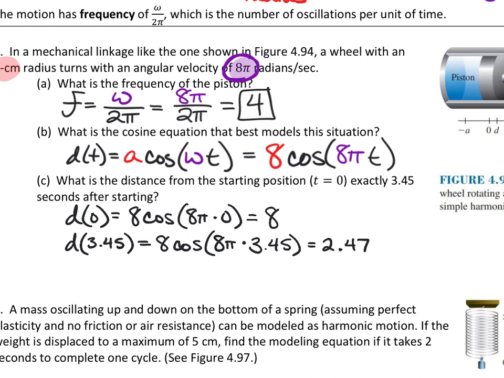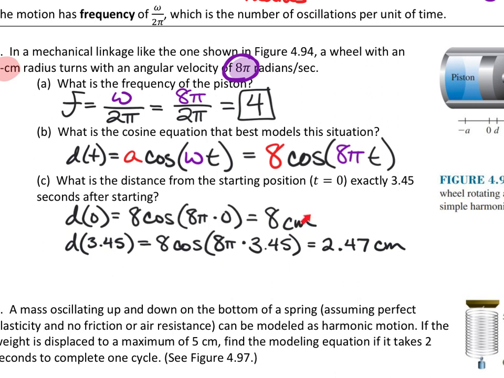Okay, so we want to know the distance from the starting position exactly 3.45 seconds after starting. So do we write seconds on the 2.47? Do we write seconds? That's a distance. So really, we're measuring centimeters. In which case, if we want to know how far from starting we were, what did we start at?